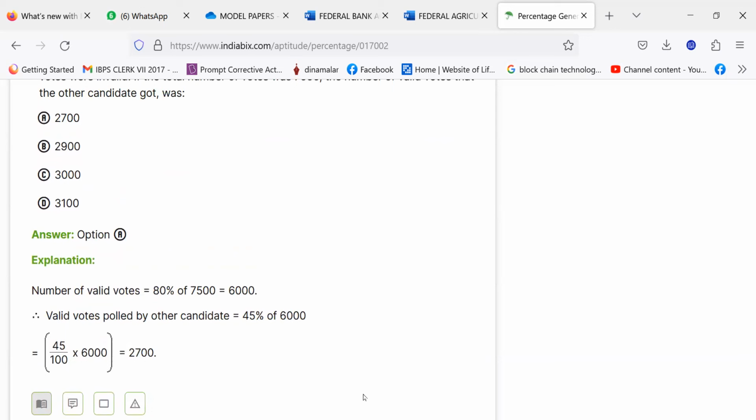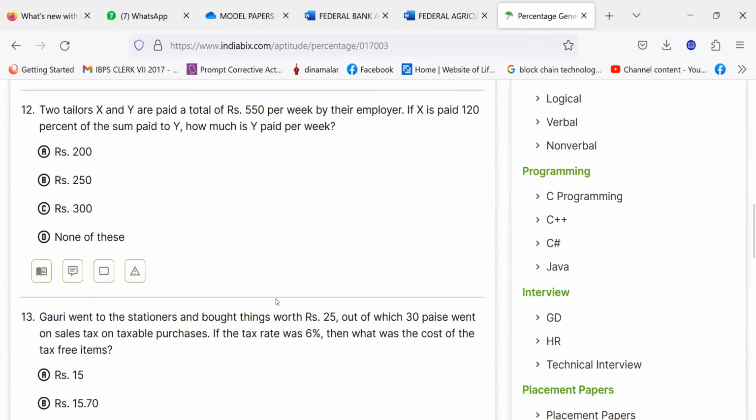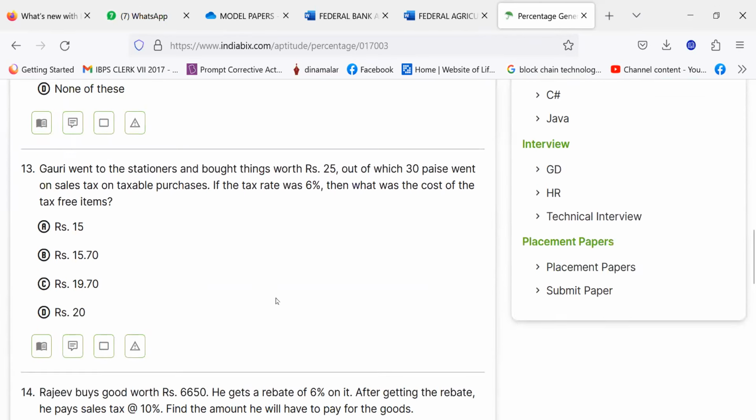Good. Very happy. But one thing, don't expect your exam question will be as simple as this. It will be much tougher than this. It will be really tougher than this. But some of us find it difficult because we have no practice. Now, next question. One more from this. Percentage is also a very important one. Please do this, number 13.